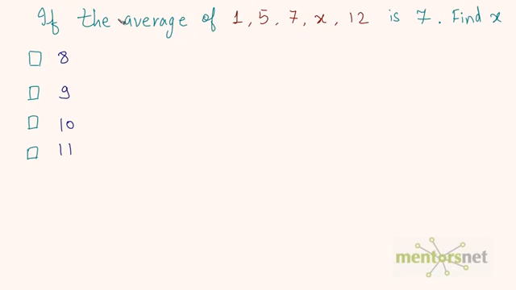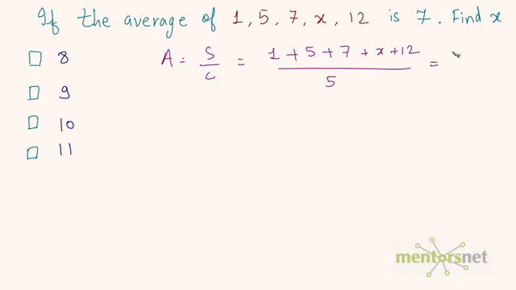Let us do another, a bit trickier question here. If the average of these numbers is 7, find the value of x. We know the formula for average, which is sum upon count. So what is the sum of these 5 numbers? Well, let us write it. 1 plus 5 plus 7 plus x plus 12 divided by the total number of numbers, that is the count, which is 5. There are 1, 2, 3, 4, 5 numbers, and the average is given, which is 7.